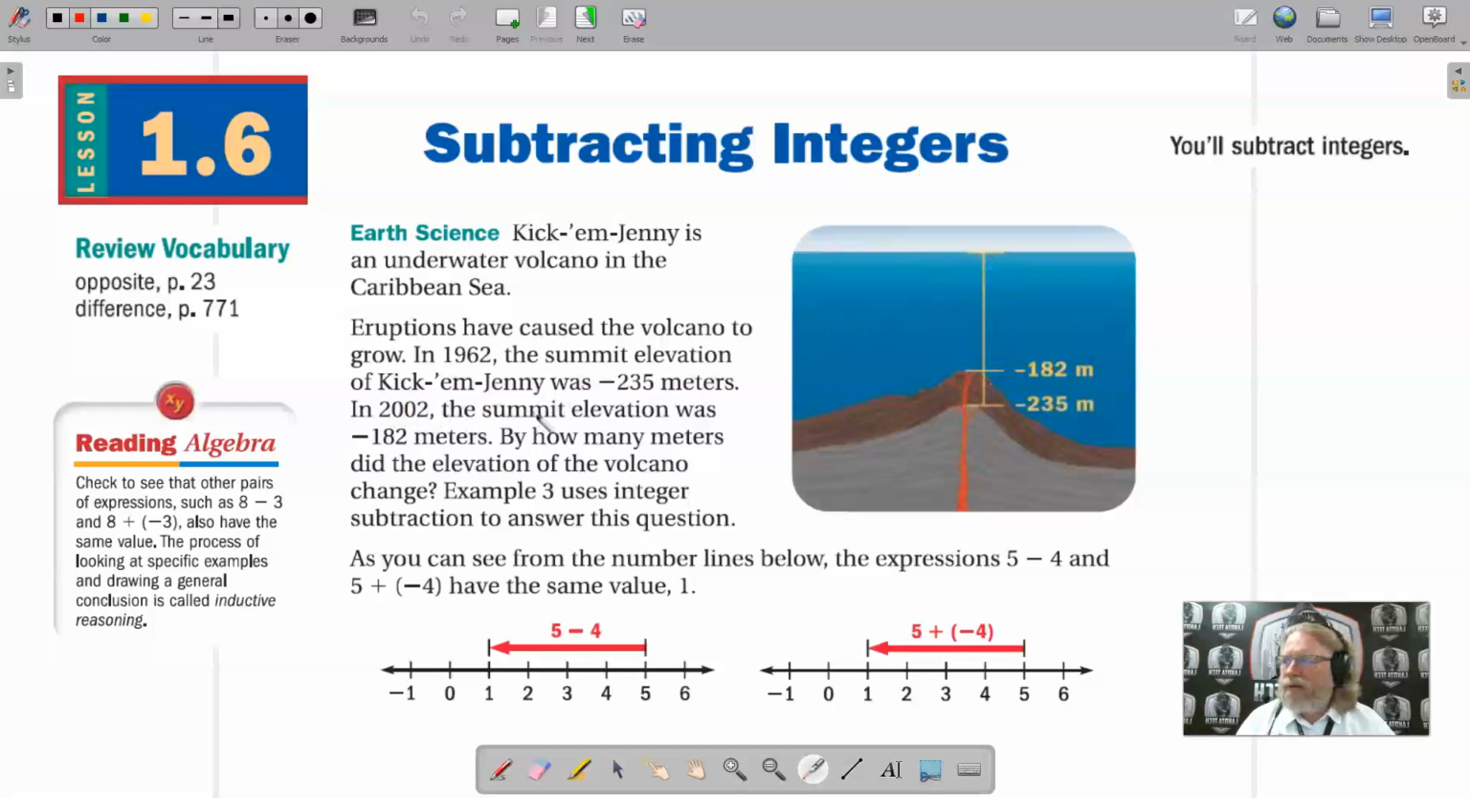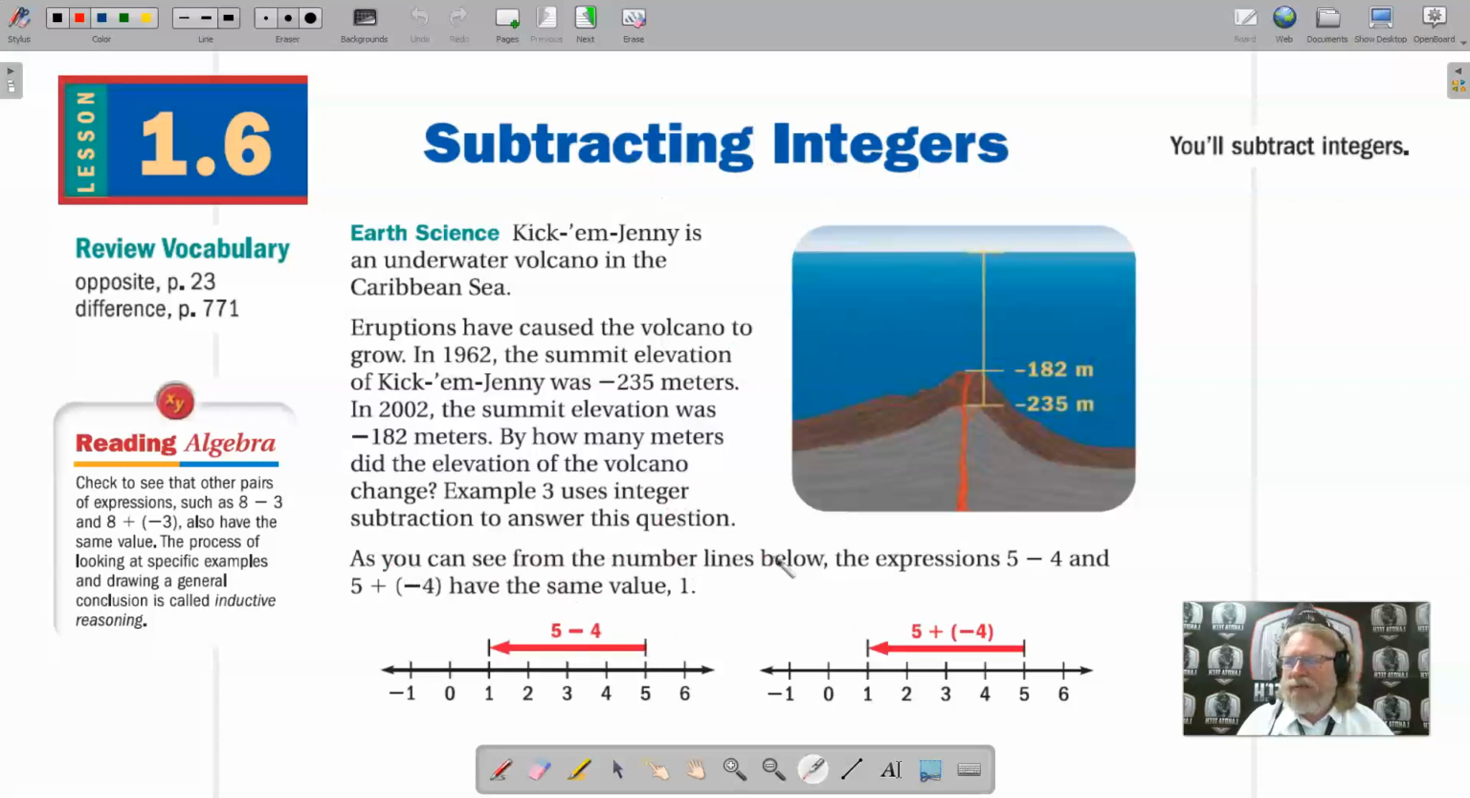In 2002, the summit elevation was negative 182 meters. By how many meters did the elevation of the volcano change? Example 3, and we'll see that later on in this lesson, uses integer subtraction to answer the question. So we're going to be subtracting integers. Let's take a look at that down here on the number line.